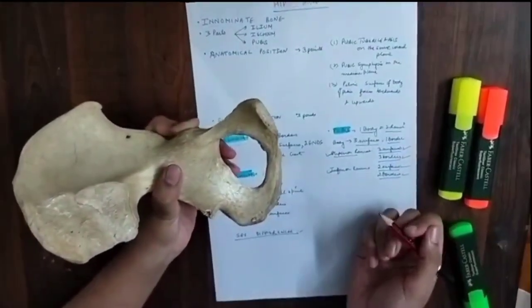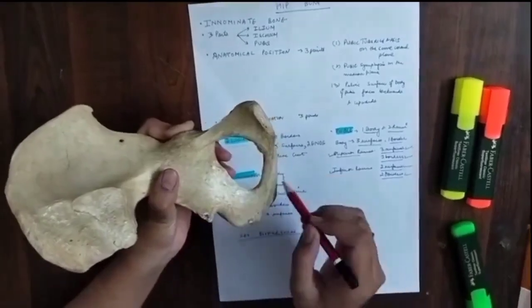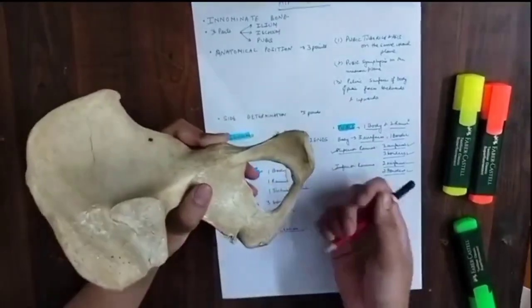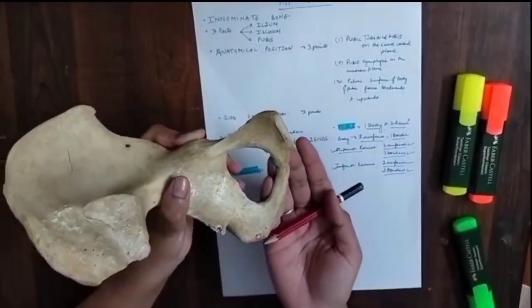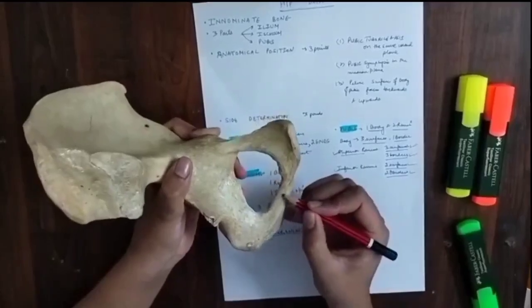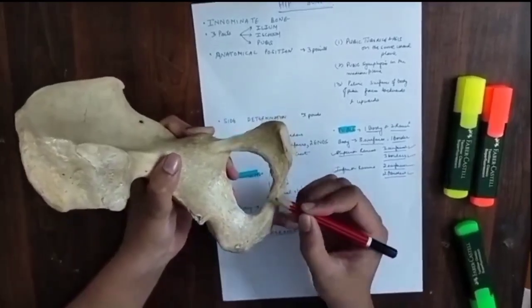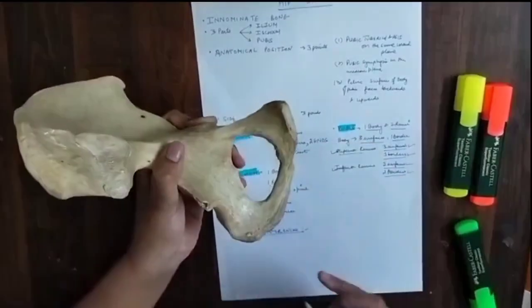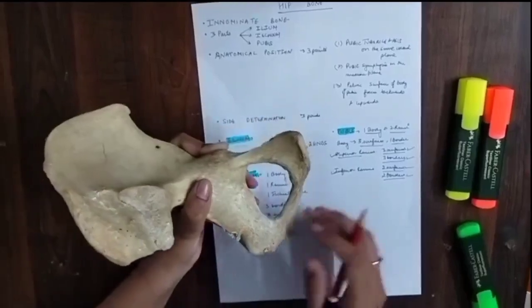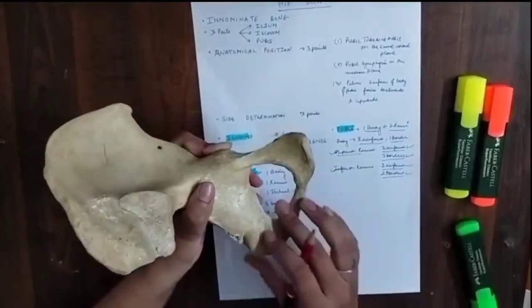So it has 2 surfaces, 2 borders. This one is the upper border, this one is the lower border. 2 surfaces: this one is the inner surface and we have the outer surface. The inner surface presents 2 ridges which divide it into 3 areas, upper, middle and lower areas. So this was about the pubis bone.